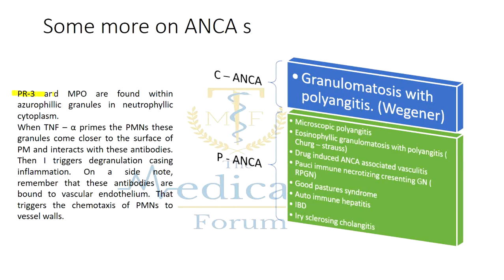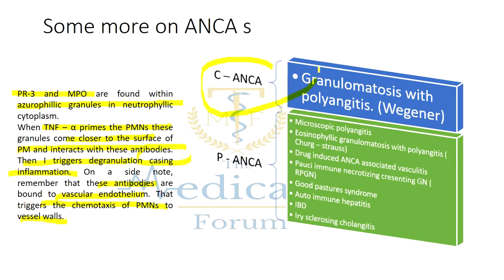Let's do some more on ANCAs. PR3 and myeloperoxidase are both found in azurophilic granules in neutrophilic cytoplasm. Basically, when TNF-alpha primes the PMNs, these granules come closer to the surface of the plasma membrane and interact with these antibodies. Then what happens is that they trigger degranulation, causing inflammation. Please excuse my spelling. On a side note, remember that these antibodies are bound to vascular endothelium. That triggers the chemotaxis of PMNs to the vessel walls, resulting in a systemic small vessel vasculitis.